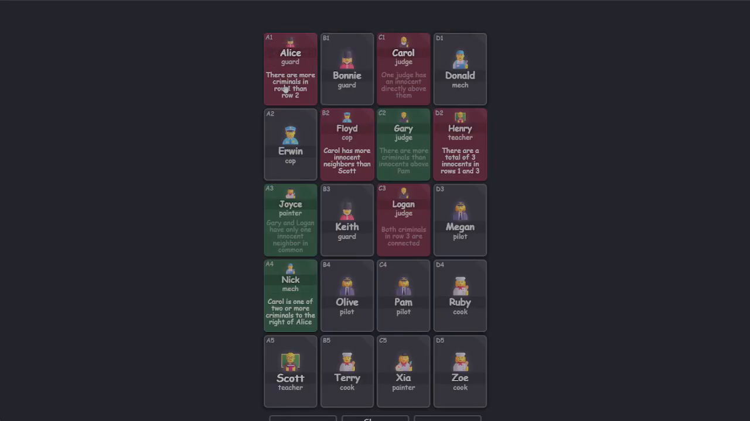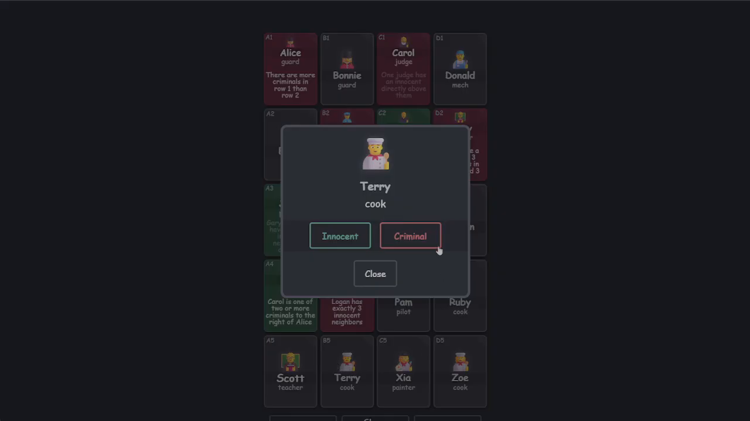Okay, that we know. But I think we also know that one of Bonnie or Donald is innocent. And because I can't ever get to 3 innocent people next to Carol, that means Scott is done. He is solved as far as neighbors go, and Olive and Terry have to be criminals.